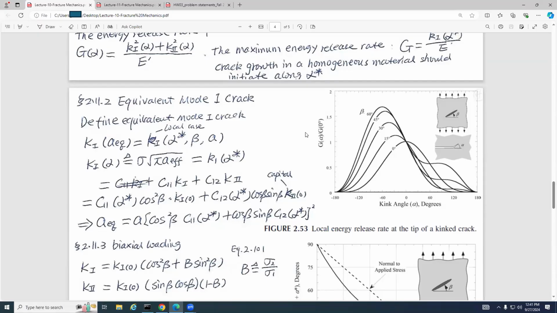So this is how we get a equivalent. What does a equivalent mean? We need it because we have alpha here, the small kink. And how can we take care of this small kink using one equation? That's the reason we want to figure out a equivalent. Definitely, the derivation of a equivalent comes from how we calculate lowercase k1 and lowercase k2. So this is one thing.